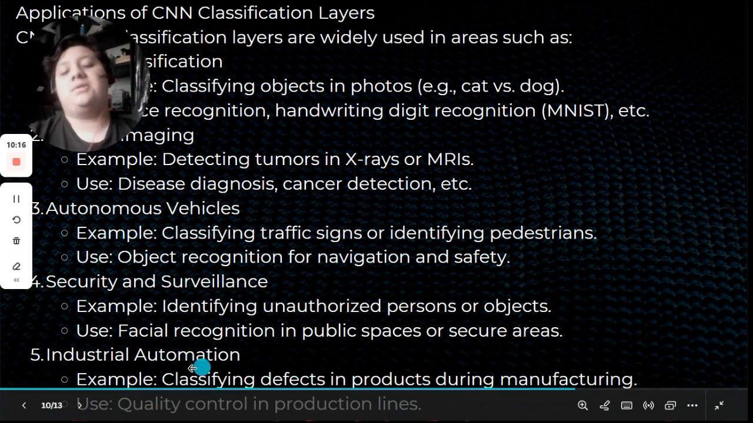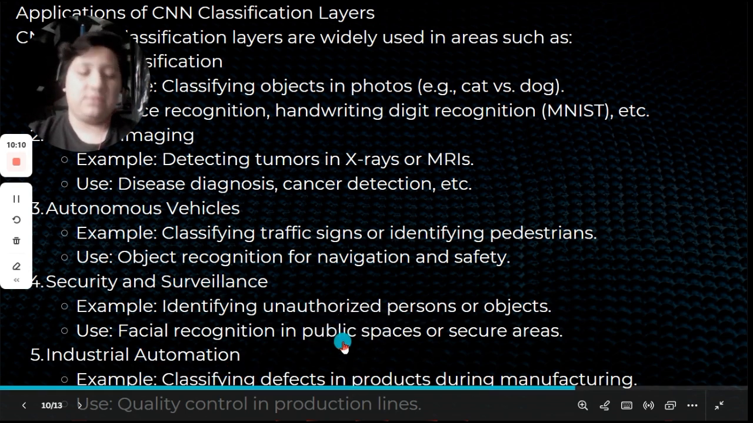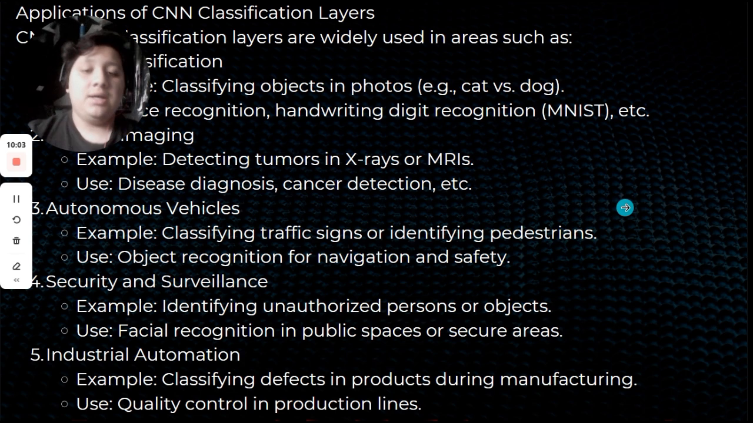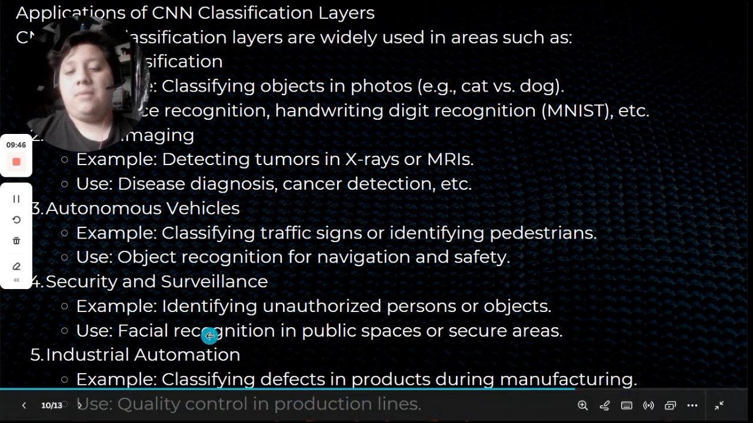Industrial automation. The example is classification of objects in products. This is one of the most important things we need to do in our career, and this is one of the most common uses of this technology in industrial work. There are a lot of examples of this type of technology.